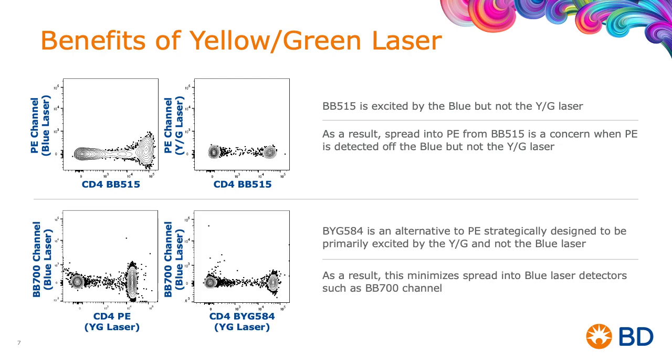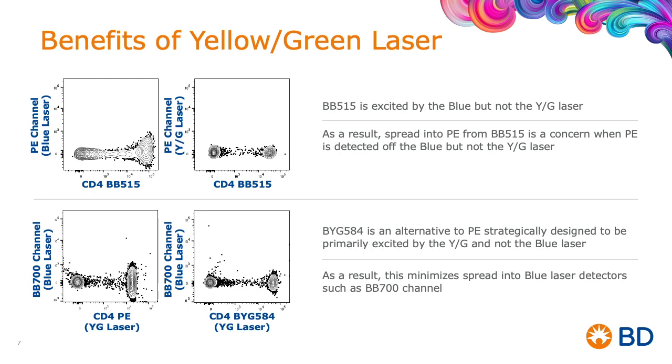Similarly, these allow us now to optimize and redesign alternative dyes. For example, BYG584 is an alternative dye to PE that was strategically designed to be primarily and almost exclusively excited by the yellow-green and not the blue laser. In this example, on the bottom left, we have CD4 in conventional PE detected off the yellow-green laser. But it can still be excited by the blue laser, and as such, it would spill into the BB700 channel or the PerCP-Cy5.5 channel and introduce spread. However, if we use as an alternative BYG584, now available as a custom dye, you can see that this dye is not excited anymore by the blue laser, and therefore there will be no spread into the BB700 channel.